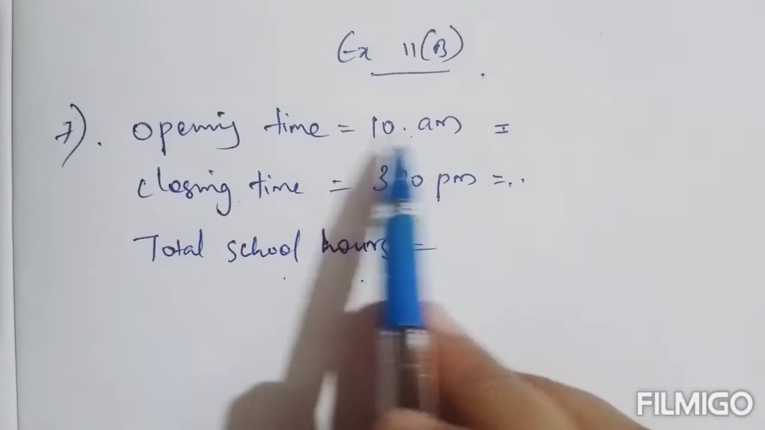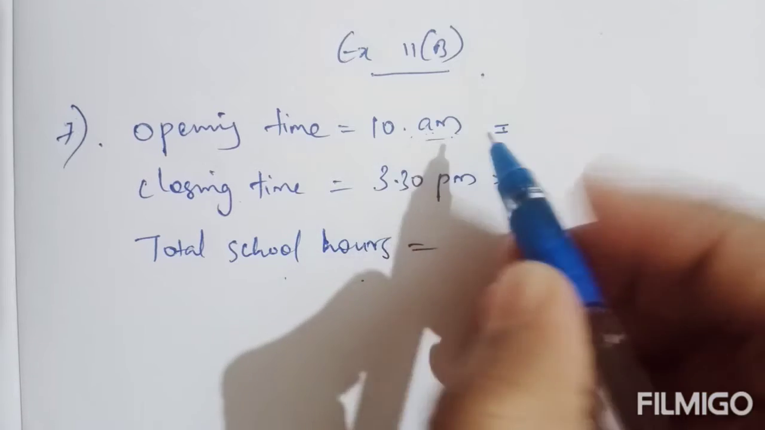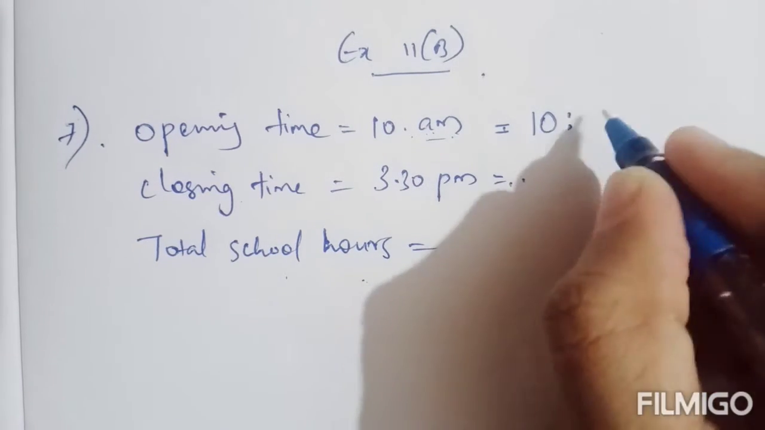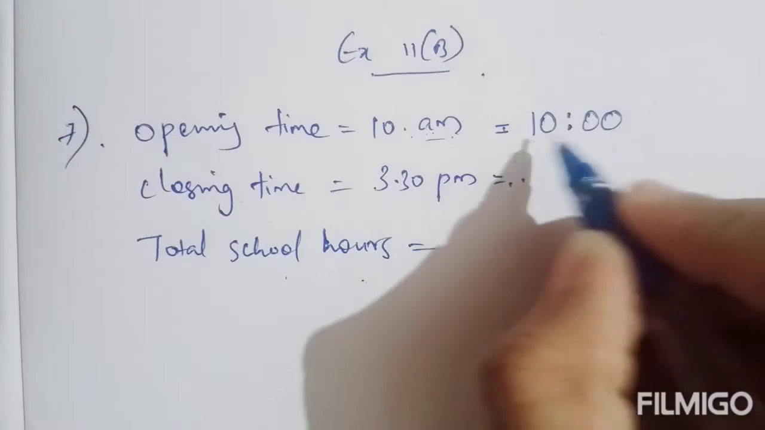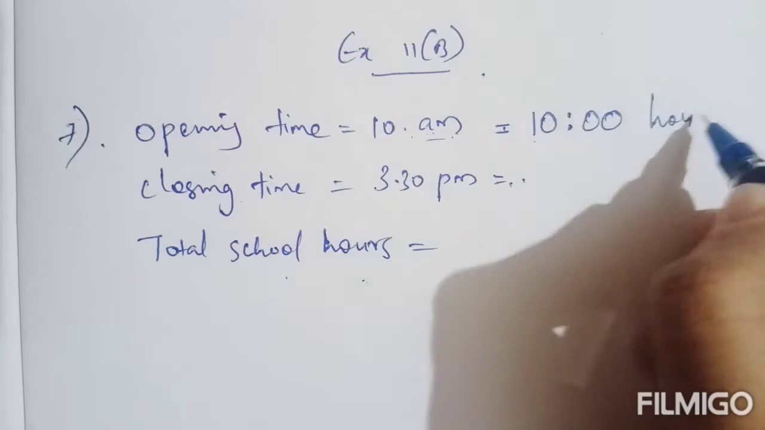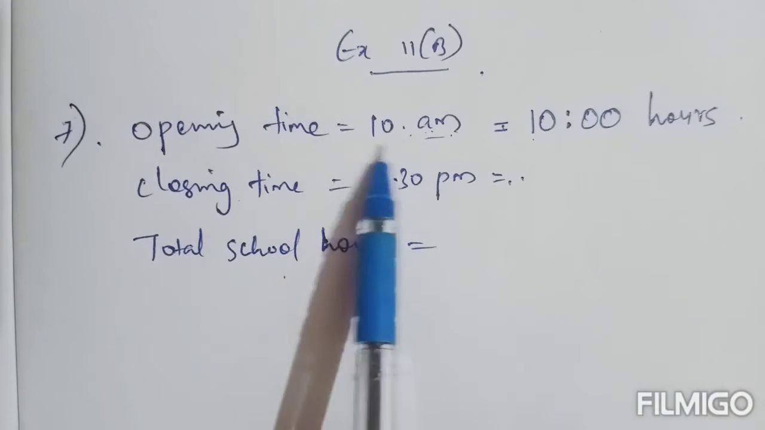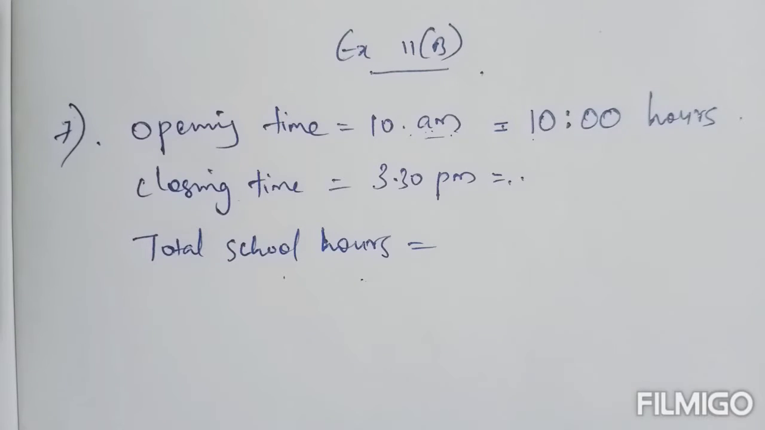10 am, how can we change it to 24-hour clock format? This is am, so just write 10 and in the minutes part you can write 2 zeros. Now am, you can replace by hours. So 10 am in 24-hour clock format is 10 hours.